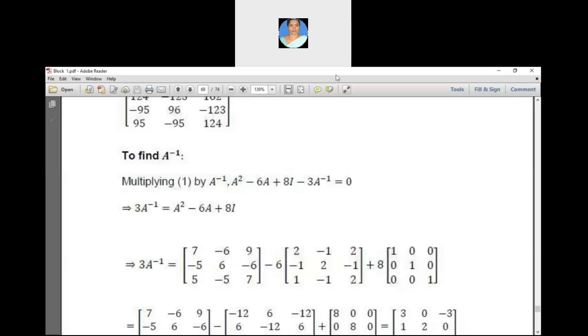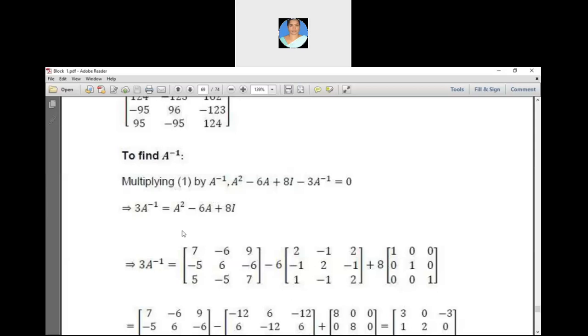So multiply by A to the power of minus 1. We get our equation as A squared minus 6A plus 8I minus 3A to the power of minus 1 equal to 0. Now you take 3A to the power of minus 1, and the remaining terms go to the right hand side. So A squared minus 6A plus 8I, so the right hand side term is this. Now already we know the A squared value and A and I.